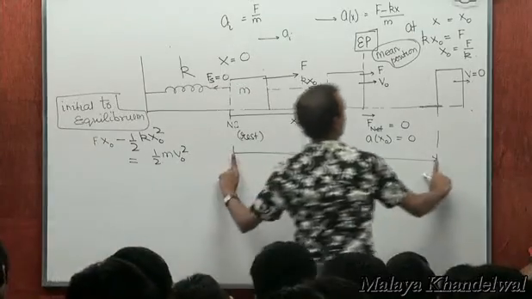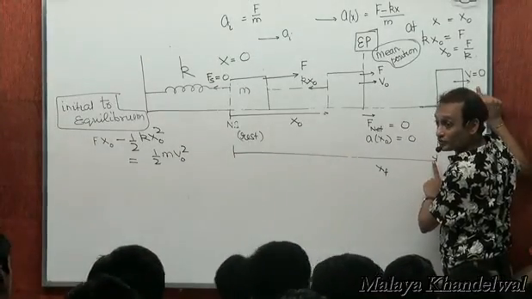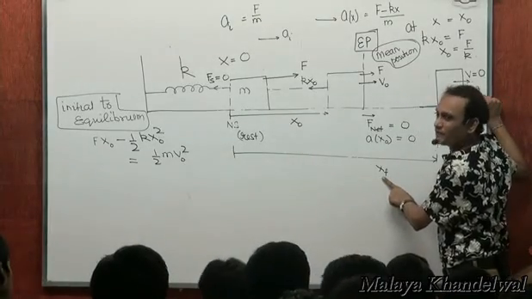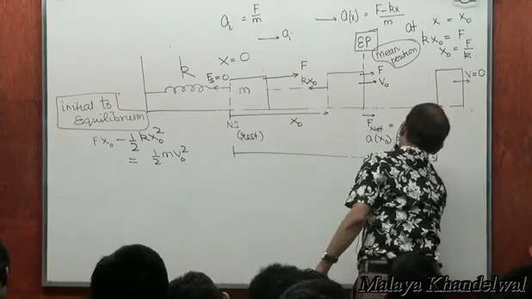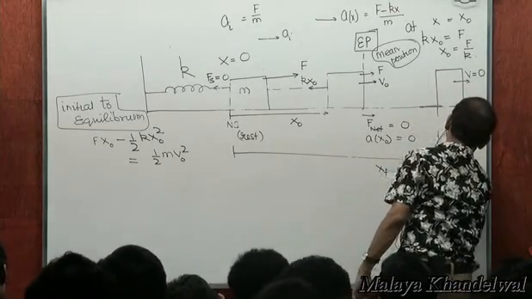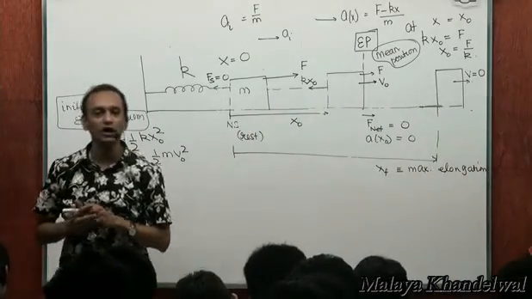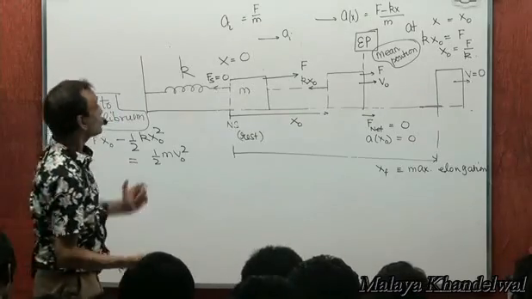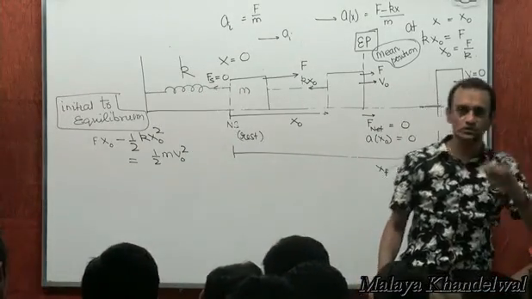Now what is xf? Do you realize that beyond this point the particle will not go any further? Therefore xf must be the maximum elongation produced in the spring. This must be the state of maximum elongation. I certainly want to know that. So between this state and this state, can I apply the work energy theorem? Yes, I could, right?